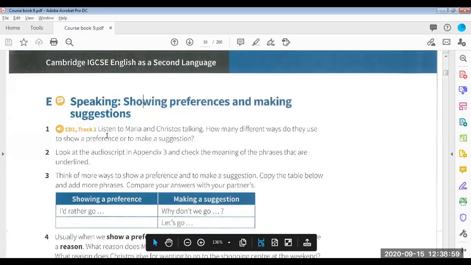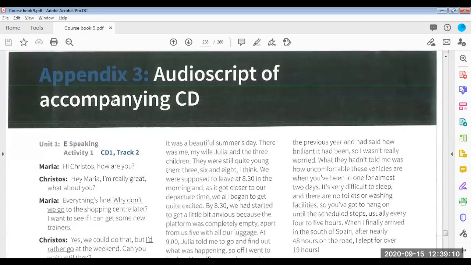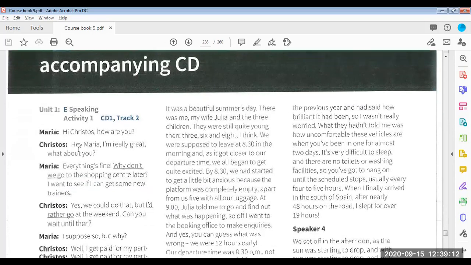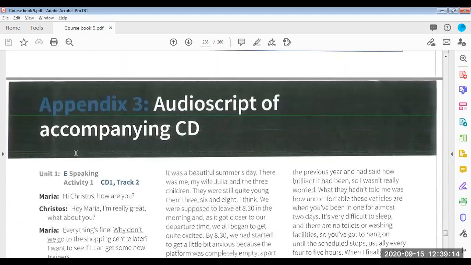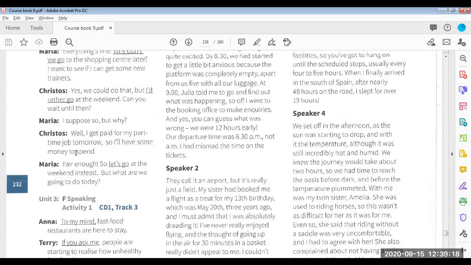Okay, so that was a track, and in that track, the students identified suggestion words and phrases, and after that, we read this audio script on page number 232. This is the track. You can also read it on page 232 of the English student book.